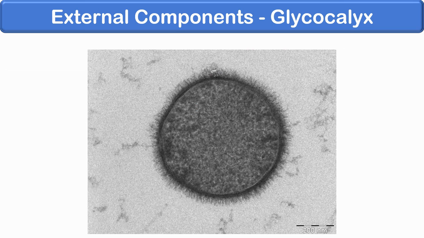Beginning with the Glycocalyx, which is a coating or a layer of molecules external to the cell wall, visible in this picture as hair-like bristles surrounding the cell membrane. It serves protective, adhesive, and receptor functions. It may fit tightly, for example, capsule, or may be very loose or diffuse, for example, slime.